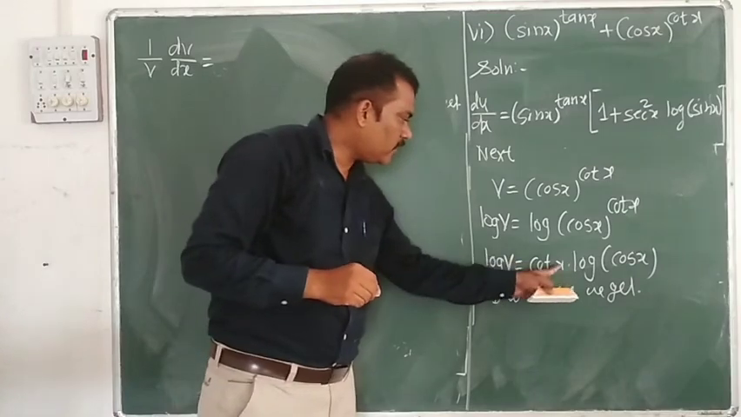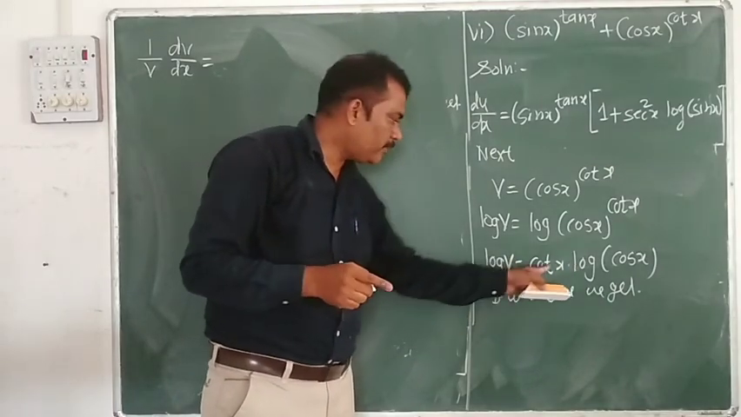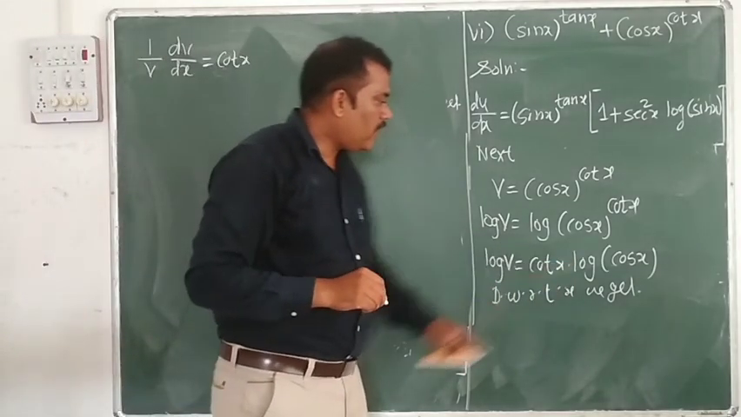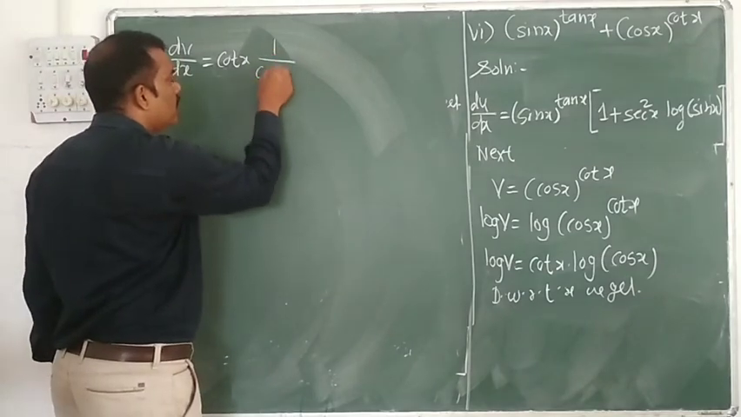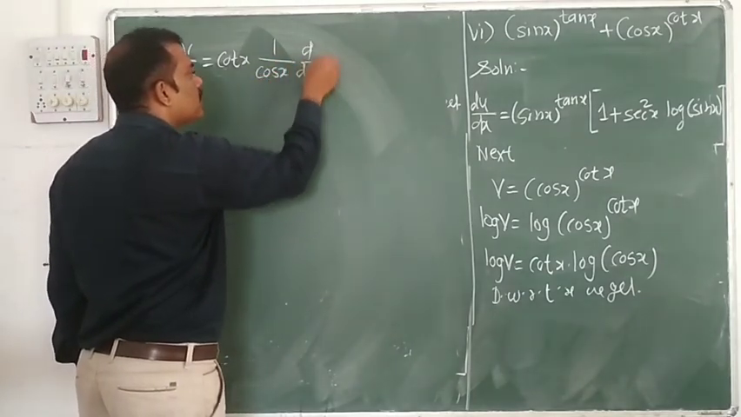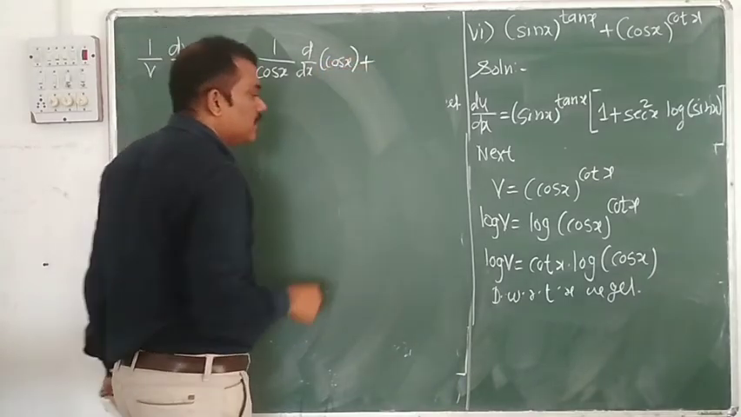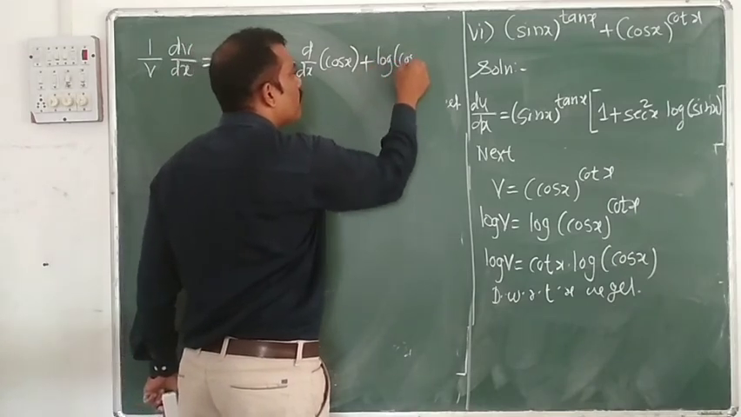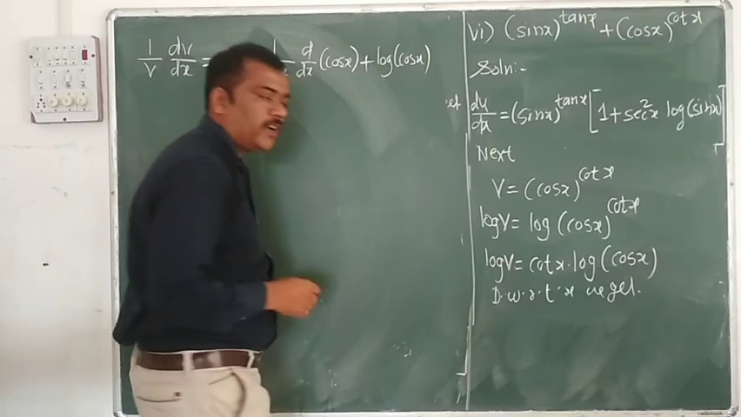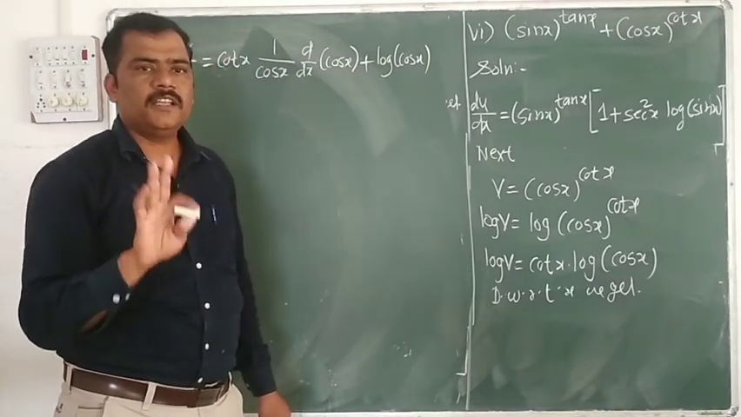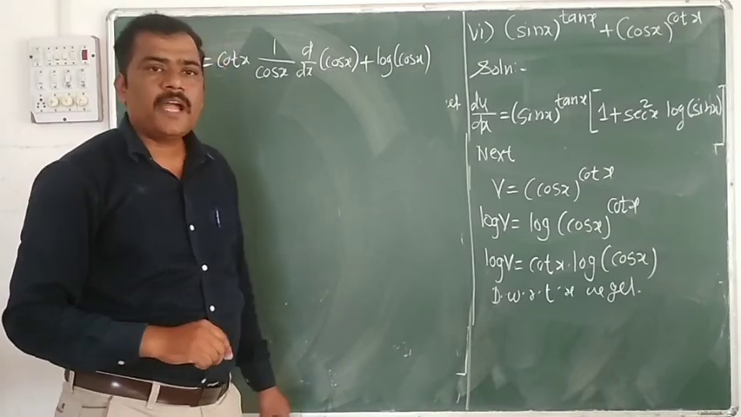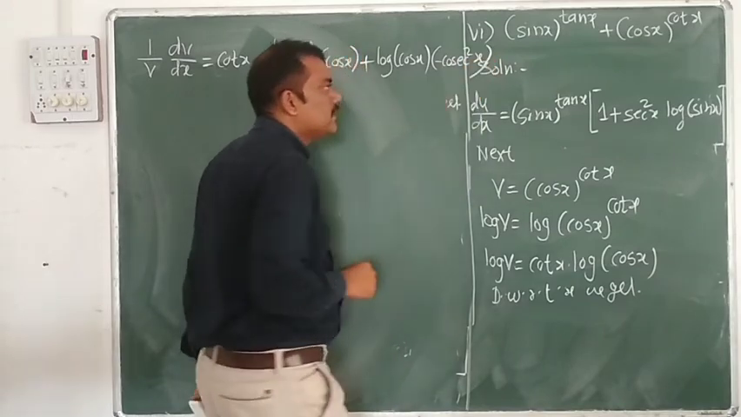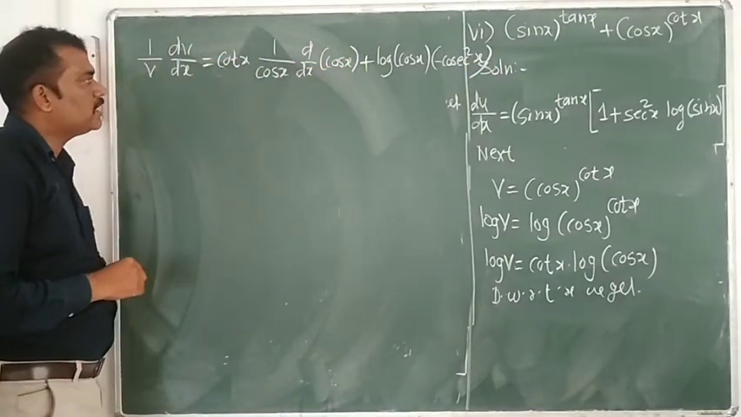Now again a product is there, cot x into log of cos x, so we have to use the product rule. First function as it is, cot x as it is, into the derivative of the second. The derivative of log is 1 upon cos x into d by dx of cos x. Plus the second function as it is, that is log of cos x, into the derivative of cot x. What is the derivative of cot x? It is nothing but minus cosec square x.